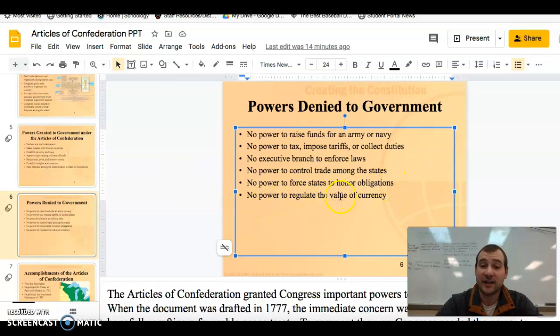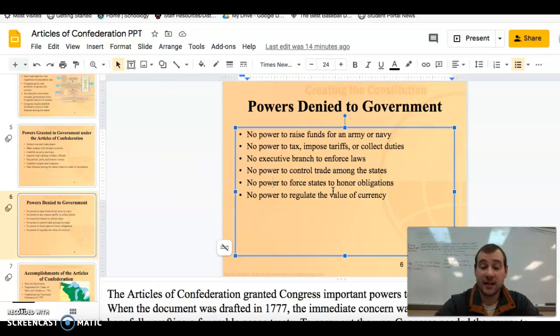No power to regulate the value of currency. So we had a big influx of money, and the currency value would fluctuate crazy. In modern times, one day you go buy a gallon of milk, it's $2. Next day you go there, it's $5. Next day you go there, it's 50 cents. So it was really fluctuating, which is obviously not good for your national economy. The no power to force states to honor obligations has to go with the taxes.